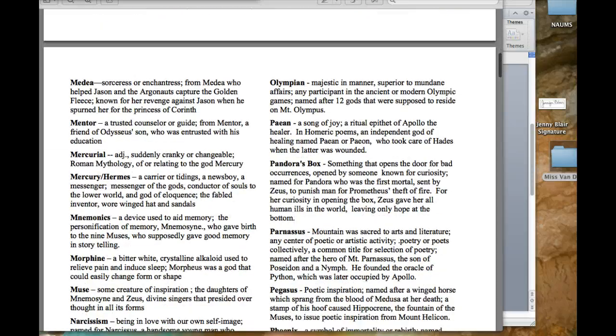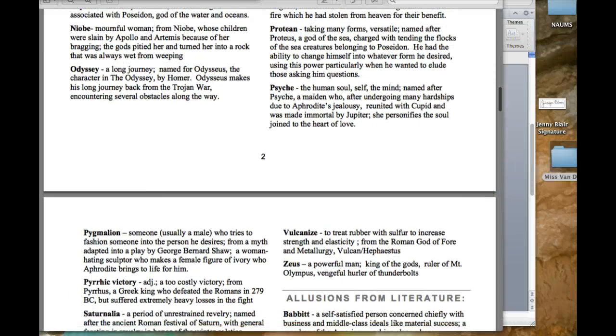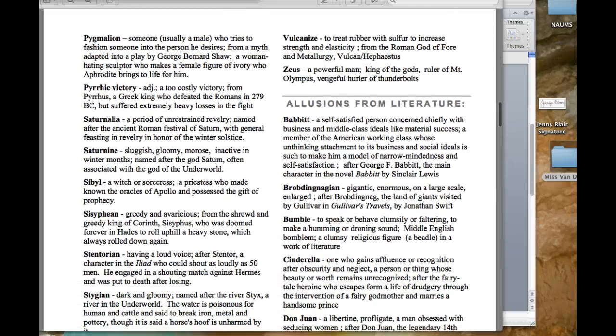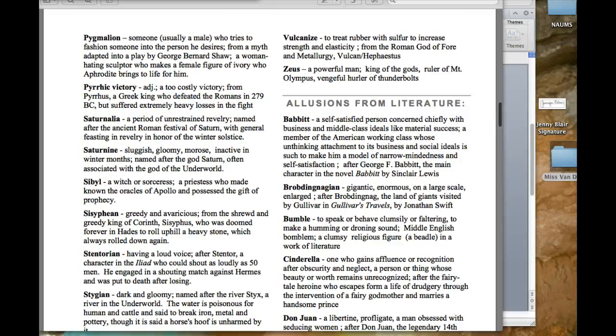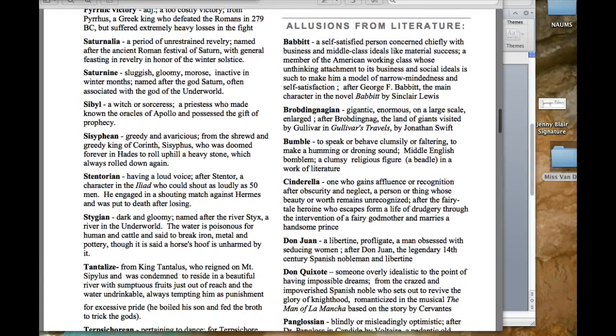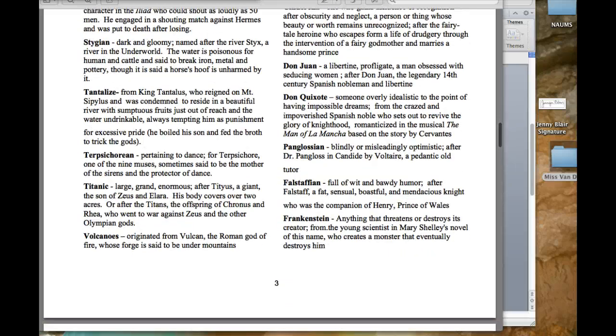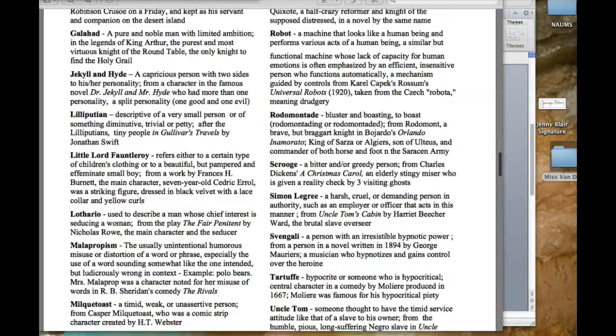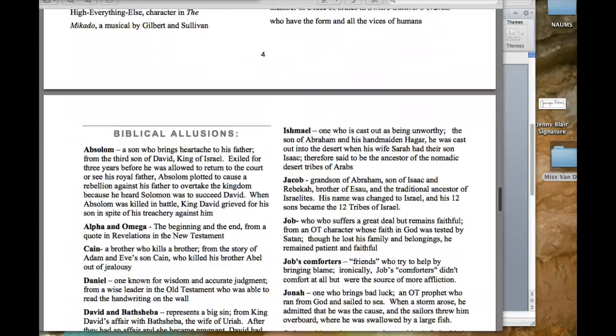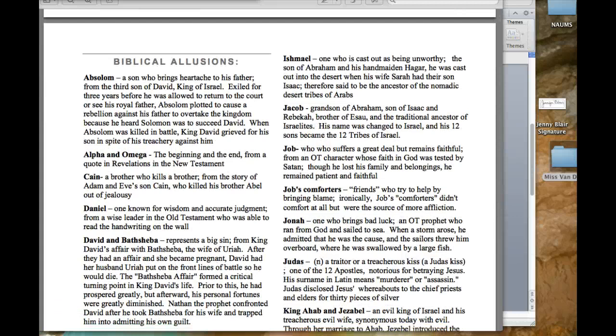And then if you look over, it goes from mythological to just allusions from literature. Here's some major ones that we see in literature. So Cinderella and Don Juan, all these, Frankenstein. And then at the end, there are a list of biblical allusions. These are the major ones, and I'll also give you another one that has a lot more that you can choose from, get ideas from.